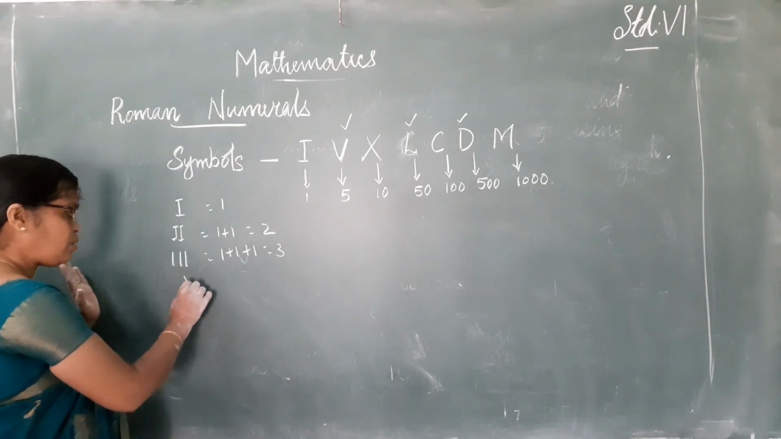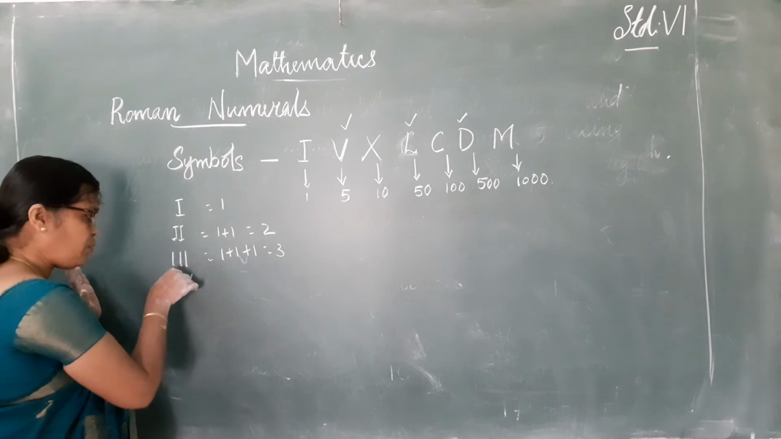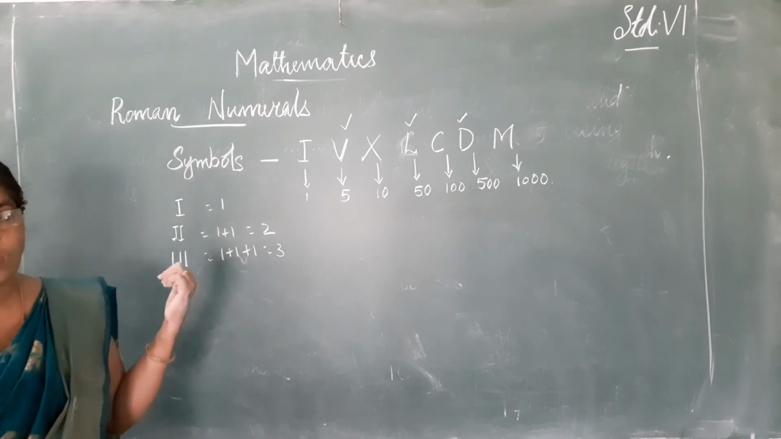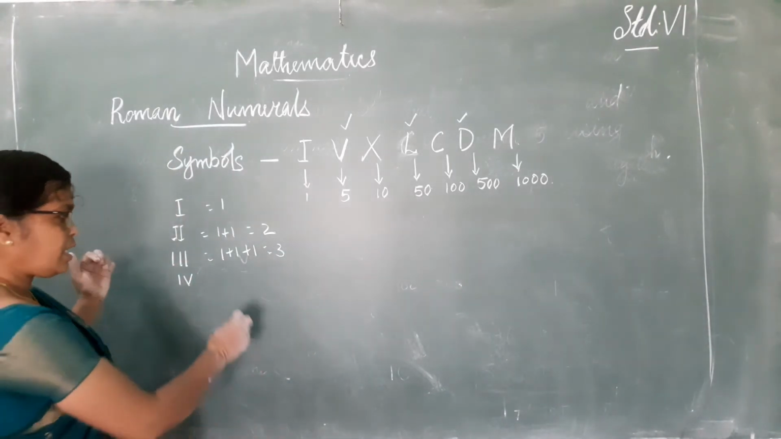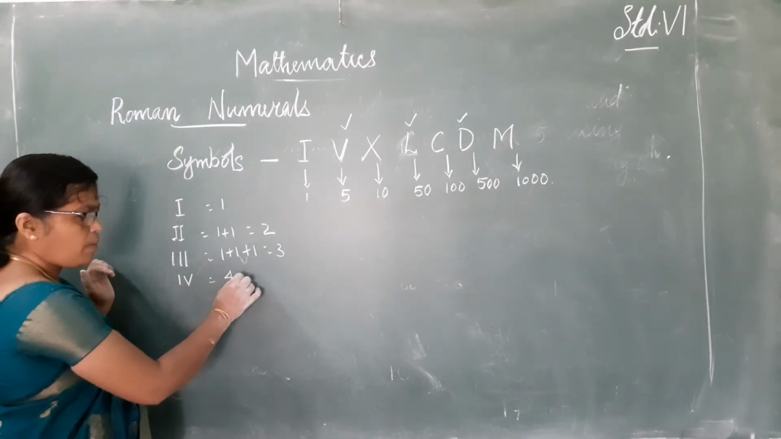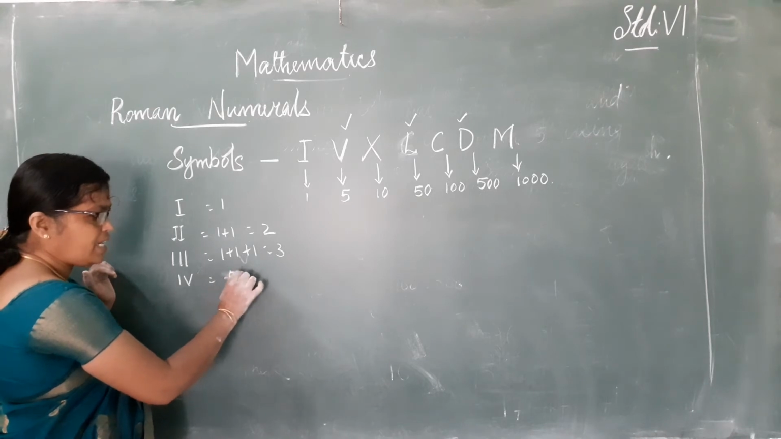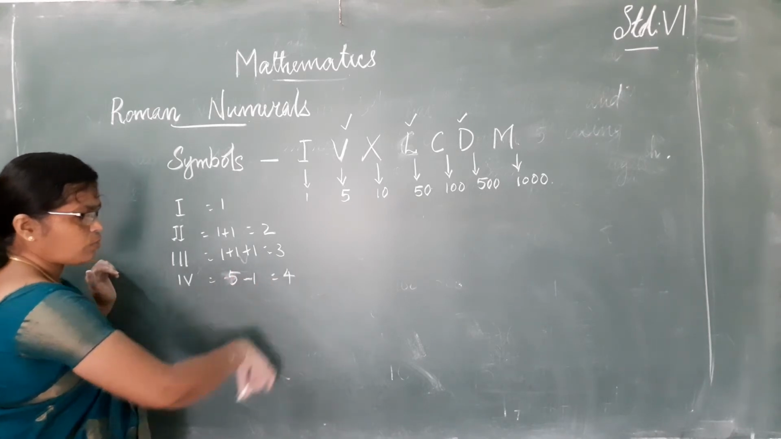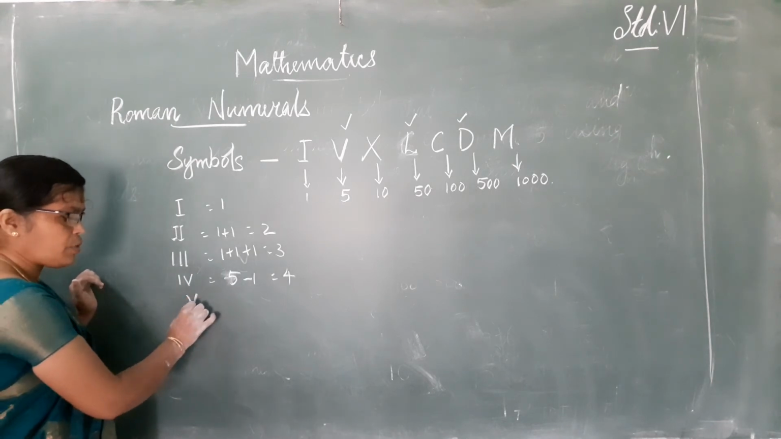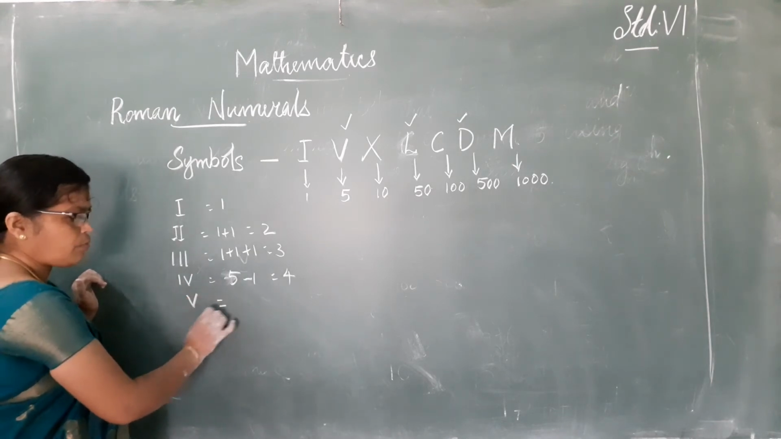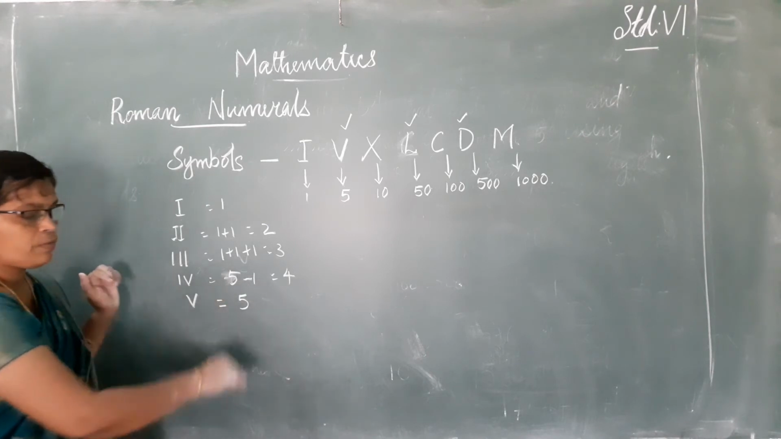That is, you write 5, then if you have to do minus 1, you have to write the smaller symbol to the left of the greater symbol. That is, here it is 4, 5 minus 1, that is equal to 4. Okay, then 5, how will you write? We just have the symbol V for 5. So write V, then it is 5.